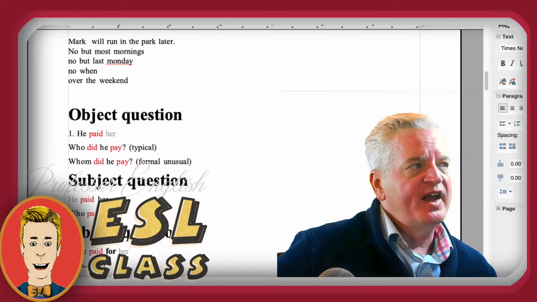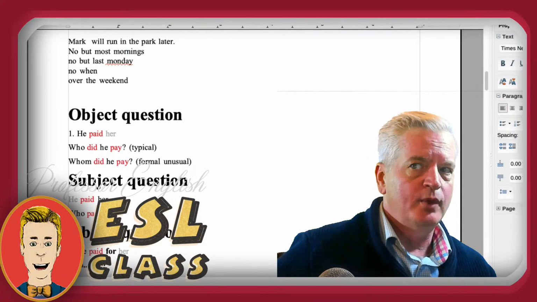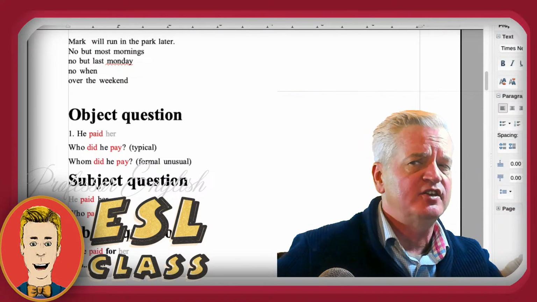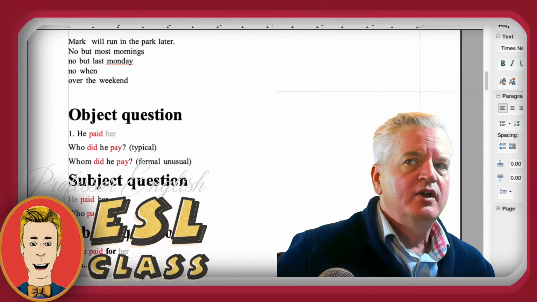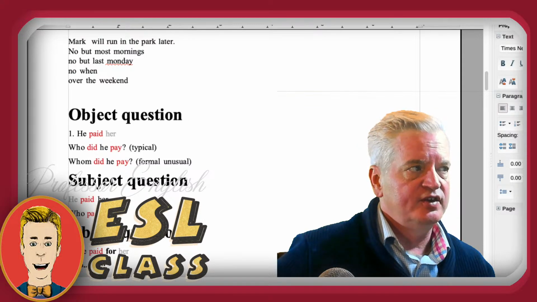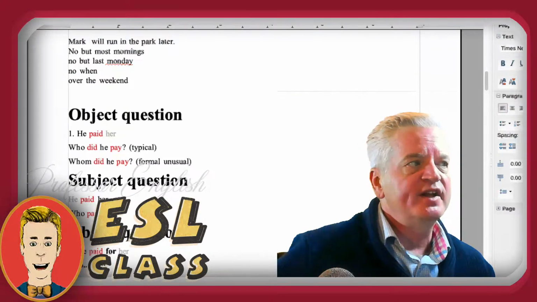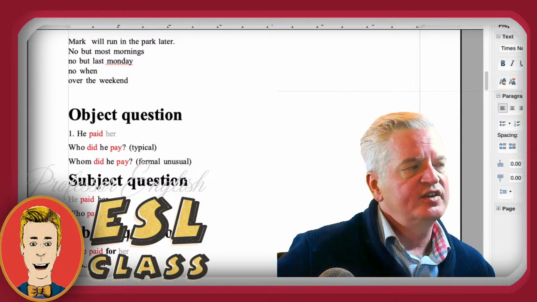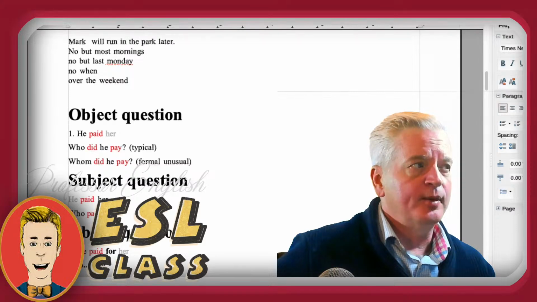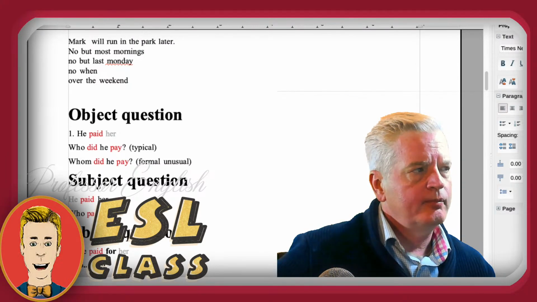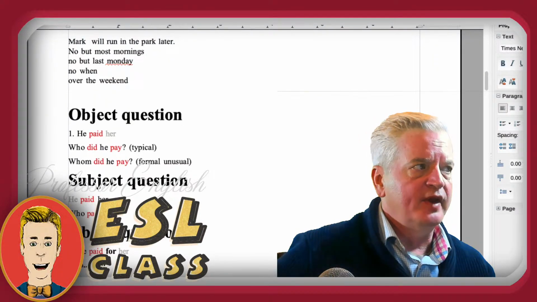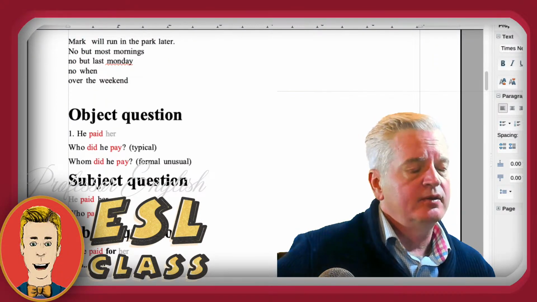Okay, but now let's add more information. Let's add a but. But most mornings. Most mornings, that's something that's very regular because it's almost every morning. So we have to use the simple present for this. But most mornings he runs in the park. Can you try to say all of that together? No, he won't run in the park later, but most mornings he runs in the park.